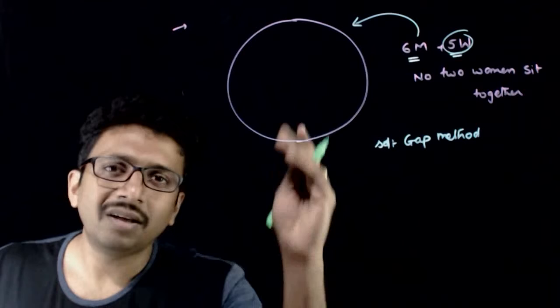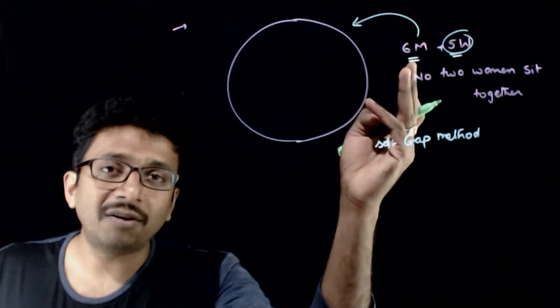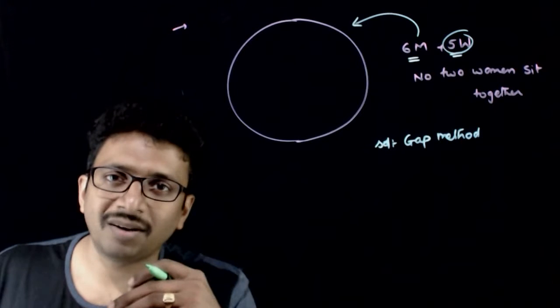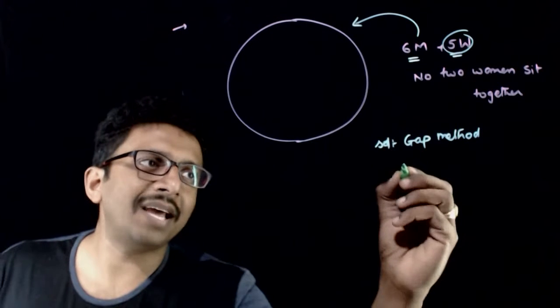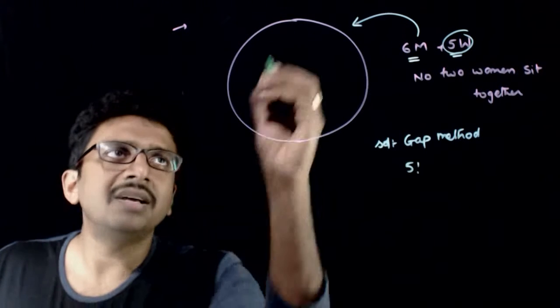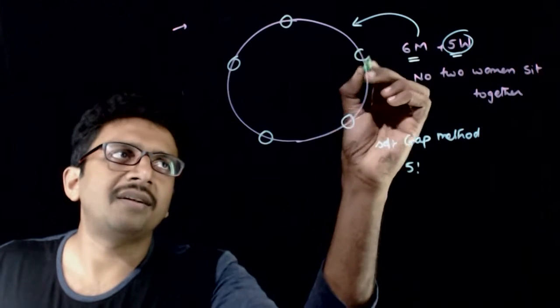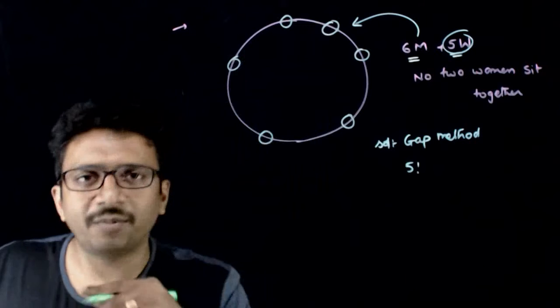So we know that in a circular arrangement, if you have to arrange n objects, that can be done in n minus 1 factorial ways. So men can be arranged in 5 factorial ways. So assume that the 6 men have been arranged.